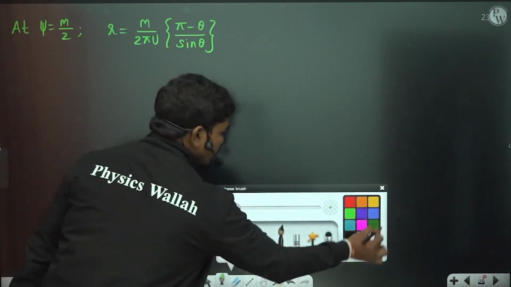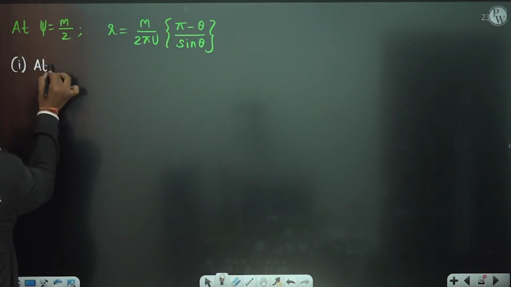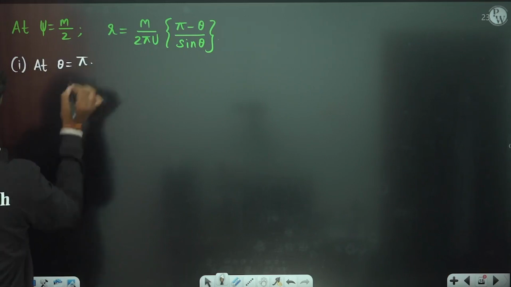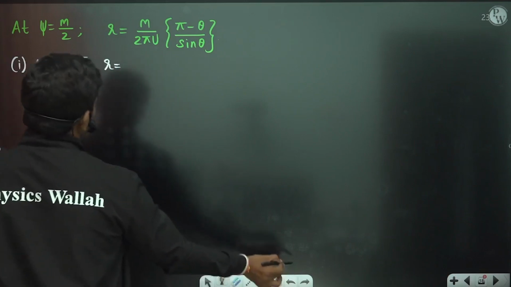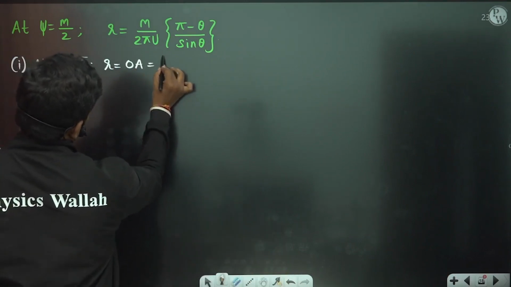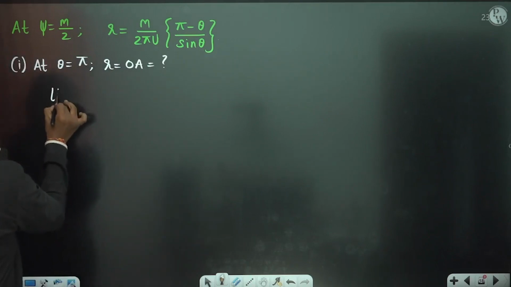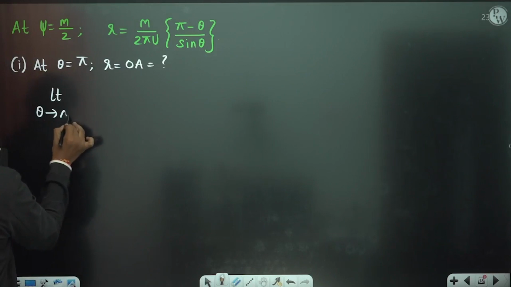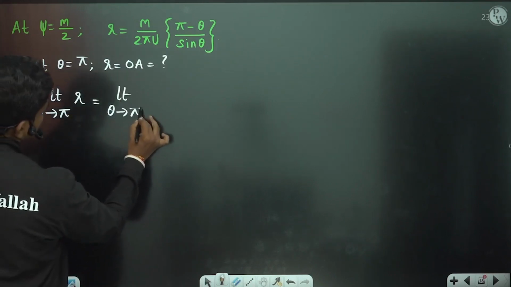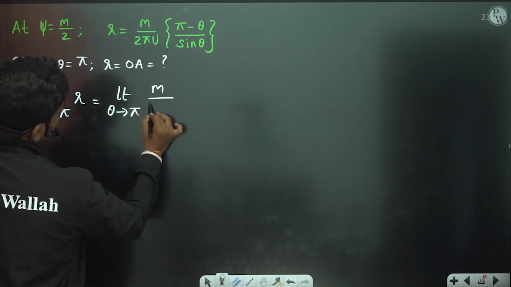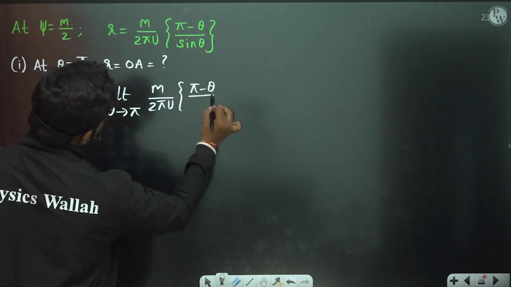So therefore, in the first case, at theta equal to pi, what is the value of r, which is OA? Okay, so let us see this. Limit theta tends to pi, small r is equal to limit theta tends to pi of m by 2 pi u times of pi minus theta by sine theta.